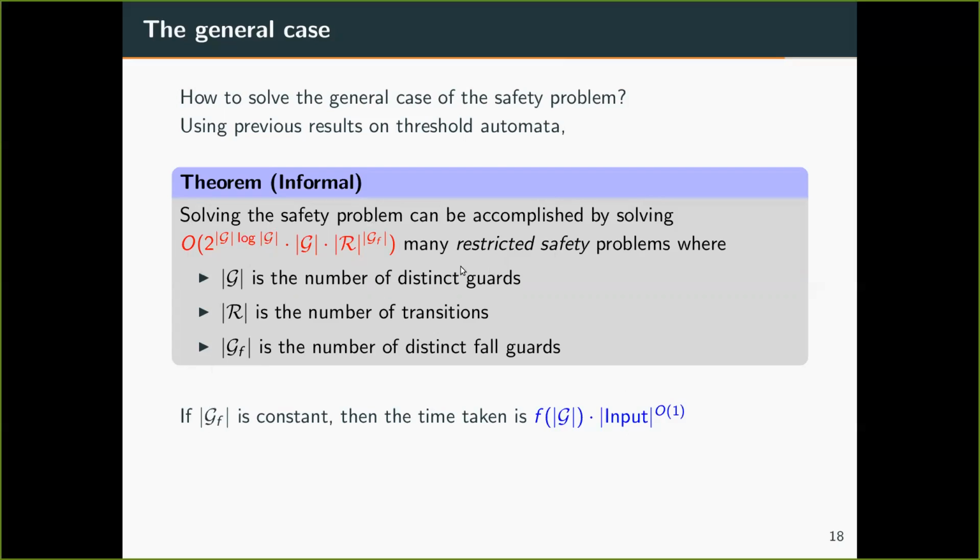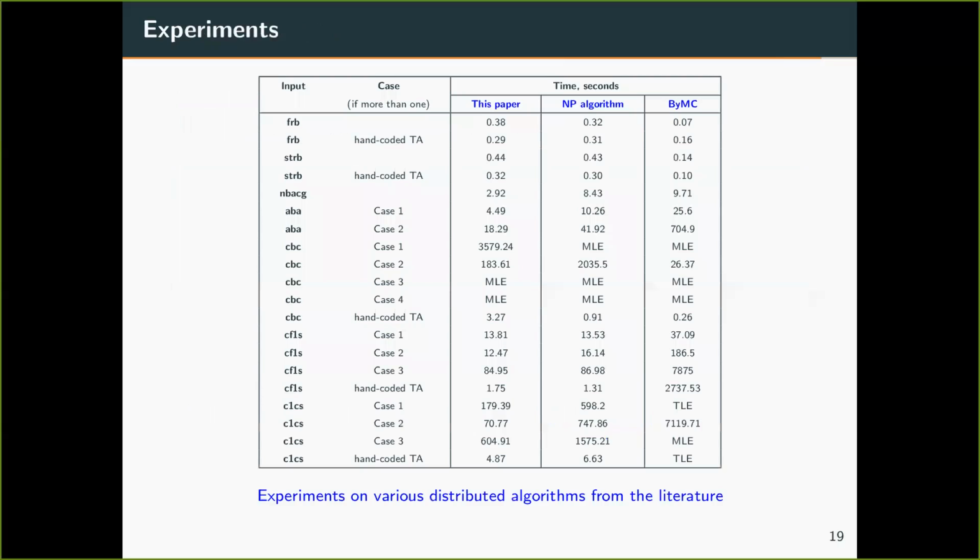And since we had already shown that solving restricted safety problems can be done in polynomial time, it then follows that if GF is constant, then the time taken to solve the general case of the safety problem is of this form, and hence is fixed parameter tractable in the total number of distinct guards that appear in the threshold automata. Okay, and this completes the theoretical part of our contribution.